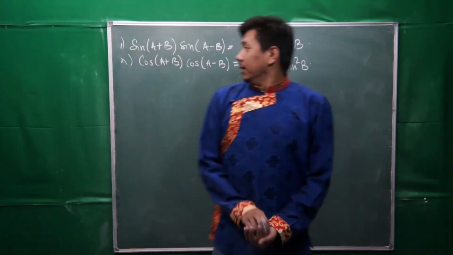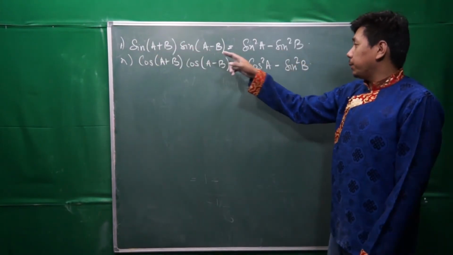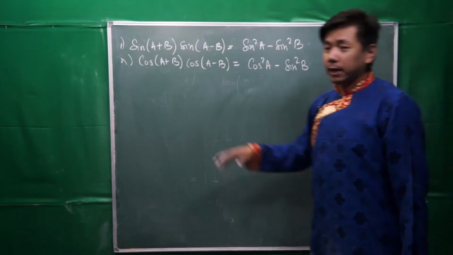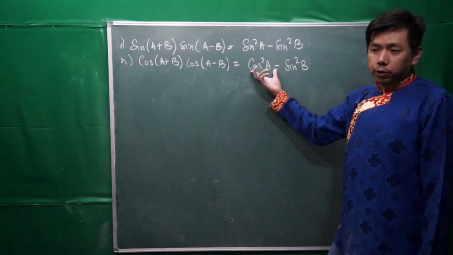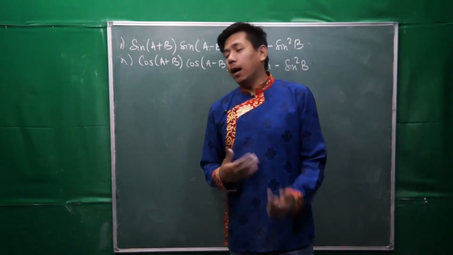So the formula is, sin(a+b) into sin(a-b) is going to give me sin²a minus sin²b. Similarly, cos(a+b) into cos(a-b) is going to give you cos²a minus sin²b. That being said, how do you prove it?